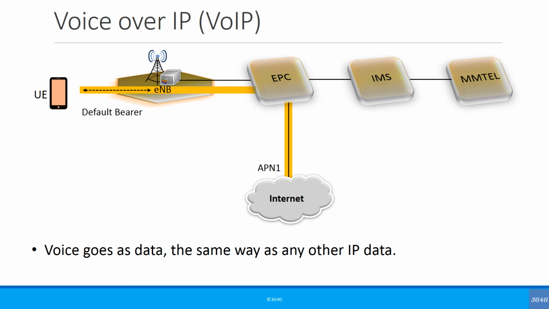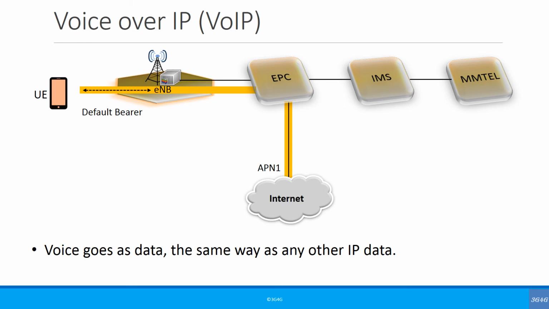So when you have something like VoIP, or voice over IP, or any kind of data exchange with the LTE network, it goes through a default bearer. The default bearer is established in the EPC, and the EPC, basically the access point network, APN, decides where this particular data will go. So if you have a VoIP application, like Skype or WhatsApp or Viber, the voice goes as data. So it's the same as any other data.